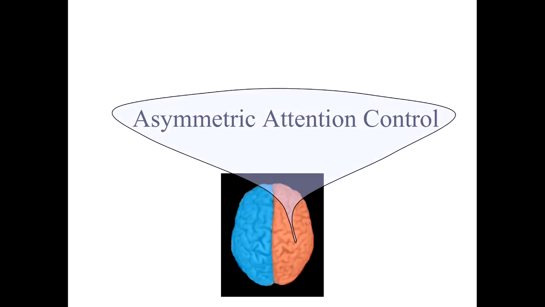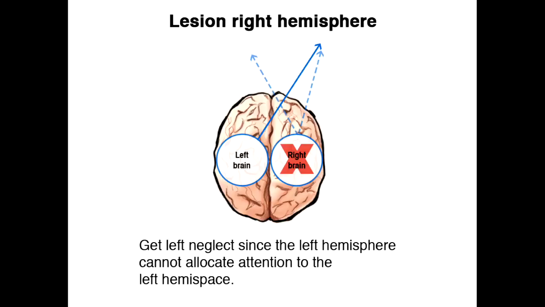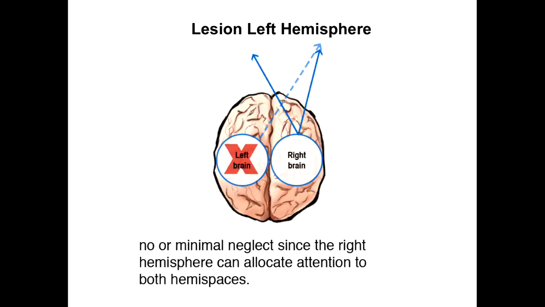So it's like this. The right hemisphere can do both fields. The left hemisphere can only do the right field. So you can see what the result is pretty simply if you lesion it. If you lesion the right brain here, the left brain will still take care of the right hemispace, but there's no way to do this hemispace because the right brain is gone. So the left neglects, since the left hemisphere cannot allocate attention to the left hemispace. It's a very simple idea, but it does fit very nicely with the actual behavior that you see routinely.